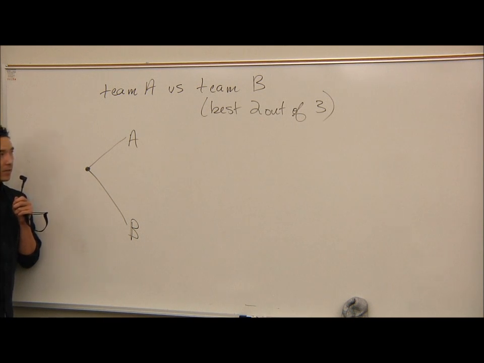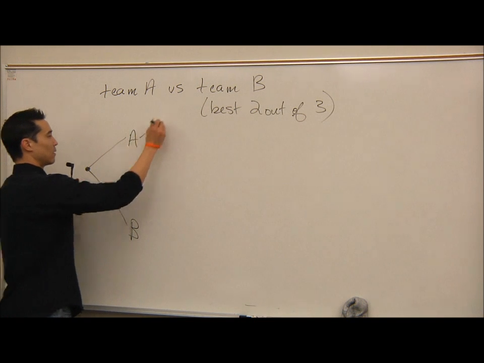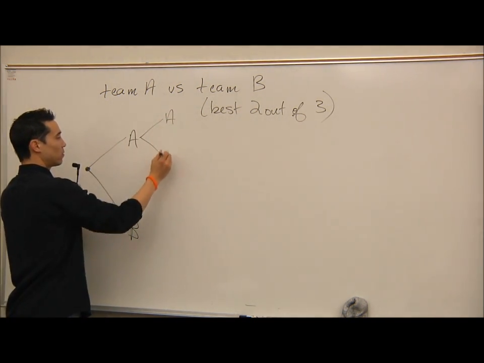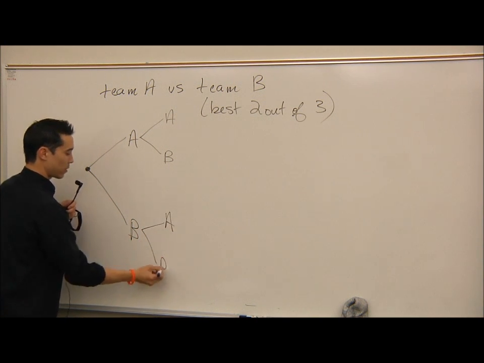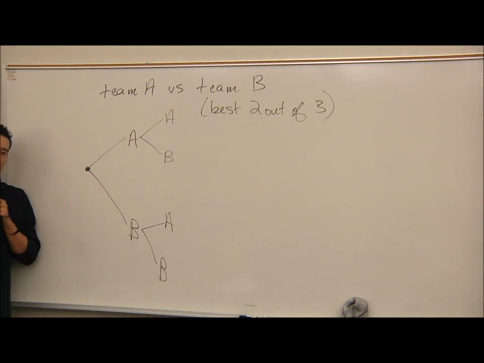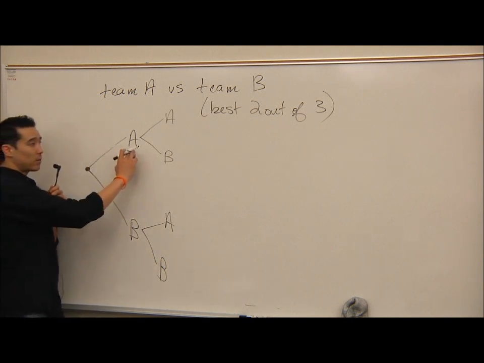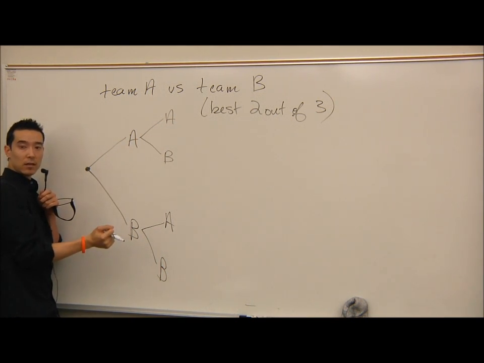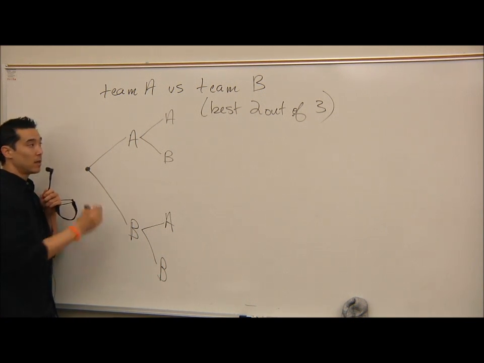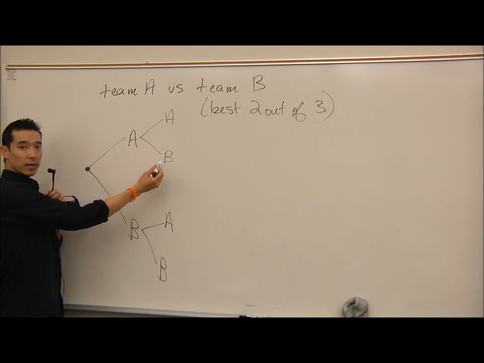Okay. We play a second game. Who could win? A could win, or B could win. Now we have to be careful here. I could play a third game, right? But would I play a third game if A won the first game and A won the second game? No, that one's done. Does everybody see that? So if A won the first and the second, then the tournament's over. A's the winner.